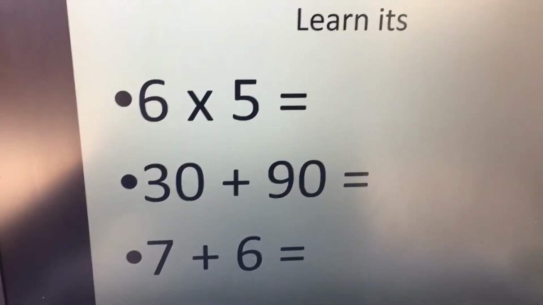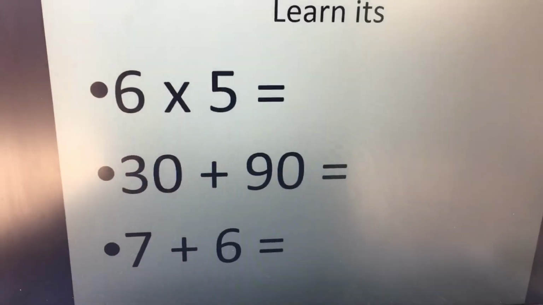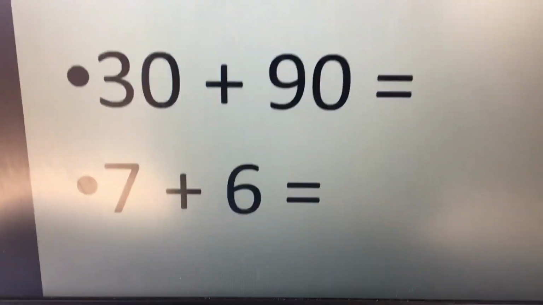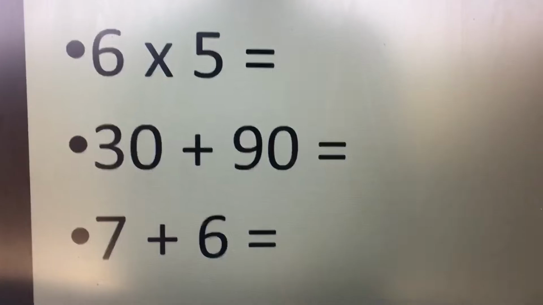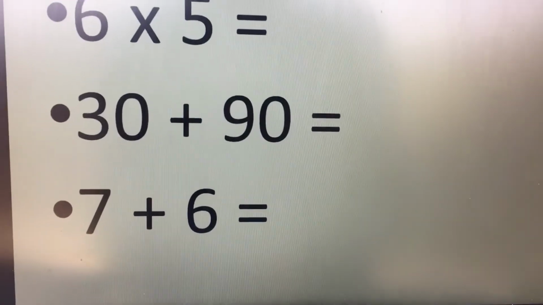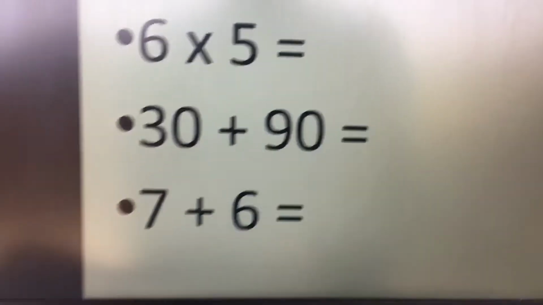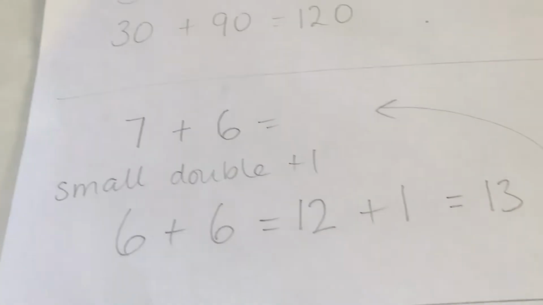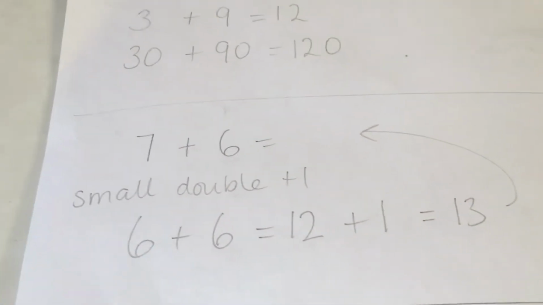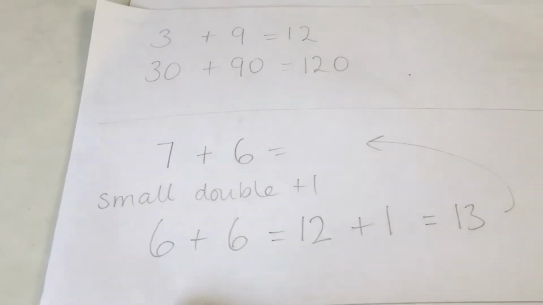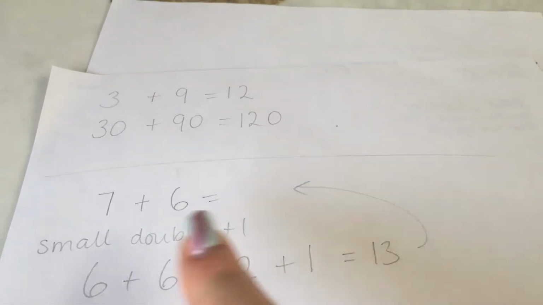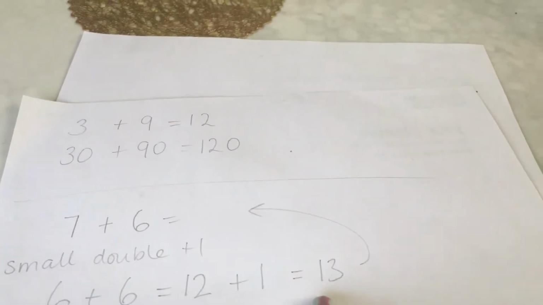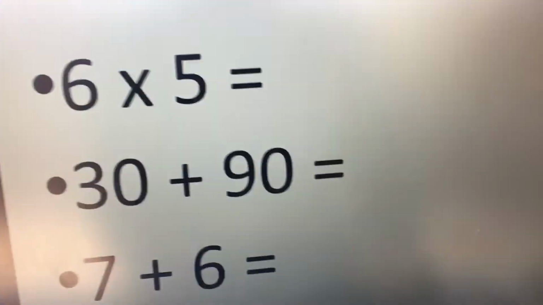7 add 6. Now hopefully you have spotted you can find the smaller double and add 1 to solve 7 add 6. So off you go. Okay, so your working out should look a little bit like this. So to find 7 add 6, you find the smaller double, which is 6 add 6 equals 12. Don't forget to add 1 on to go up to the 7, which equals 13. So 7 add 6 equals 13.